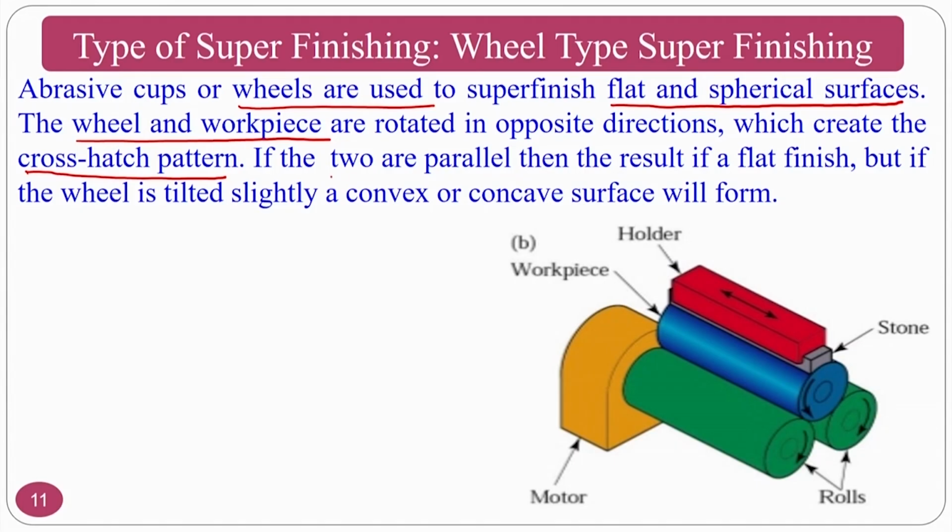If the two rollers are parallel, then the result is a flat finish, but if the wheels are tilted slightly, then convex and concave surfaces will form. Normally, if both are rotating in the parallel direction, that means the same direction, then you will get the flat finishing surface. And if you tilt these rollers, like tilting like this or tilting like this, what will happen is that you will get a concave shape or convex shape.